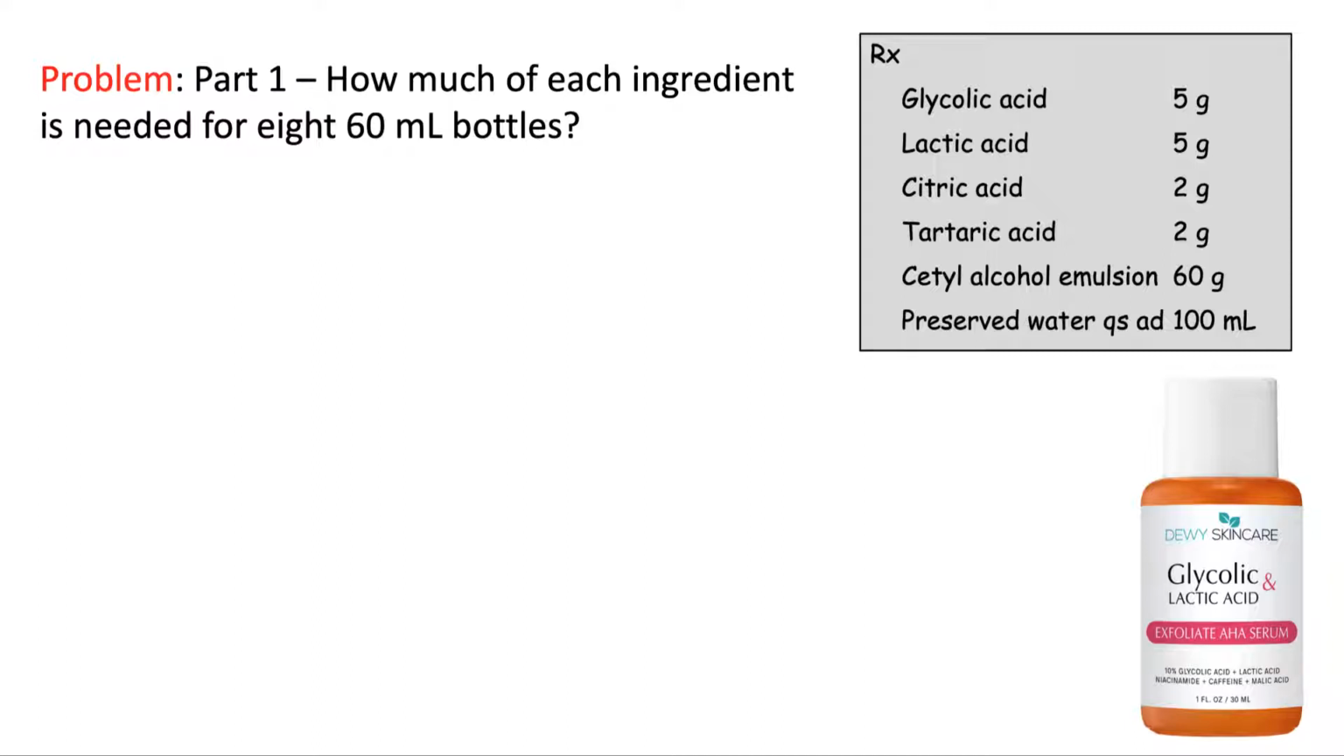We have a prescription, a recipe, a formulation that calls for glycolic acid at 5 grams to be mixed with lactic acid, 5 grams, citric acid, 2 grams, and tartaric acid, 2 grams, and enough of the acetyl alcohol emulsion to give it some stiffness in semi-solid form, essentially 60 grams, and enough water so that when you add all of those grams up, we basically have a total amount of 100 milliliters.